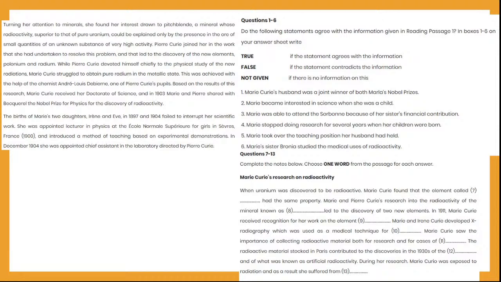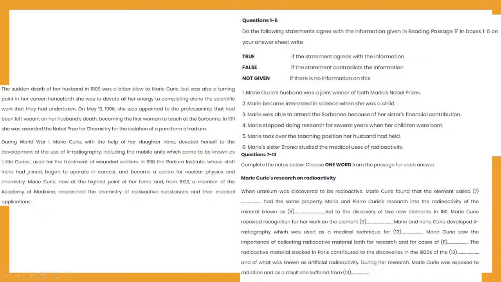Okay, next paragraph. The paragraph says that the sudden death of her husband, who expired in 1906, was a bitter blow to Marie Curie, but was also a turning point in her career. So there was a twist in her career now. Henceforth, she was to devote all her energy to completing alone the scientific work they had undertaken. Earlier, her husband and Marie Curie were doing the work together, but now she was the only one who had to take the responsibility.